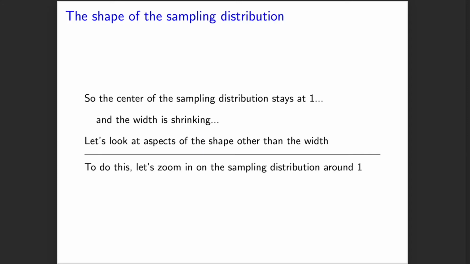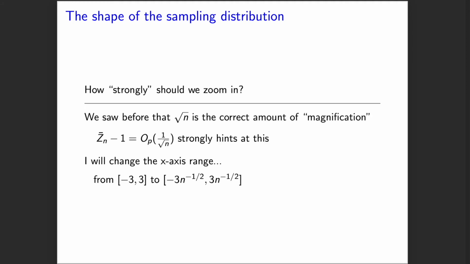Now, again, I'm interested maybe in that first order behavior. I don't just want to know that the center of the sampling distribution stays at 1, that the width is shrinking. I'd like to look at other aspects of the shape beyond just that width. So to do this, let's zoom in on that sampling distribution around its center 1 so that we can see what it actually looks like as opposed to just, well, it's shrinking. One question we might ask is how strongly should we zoom in?